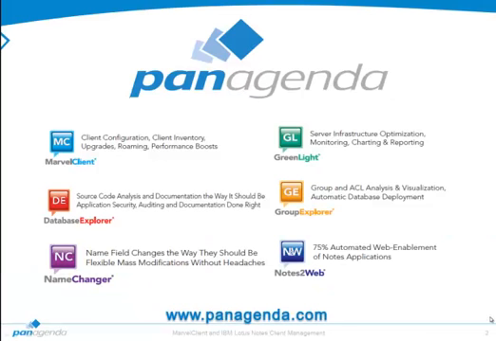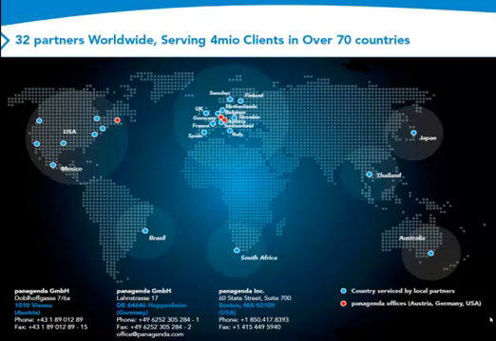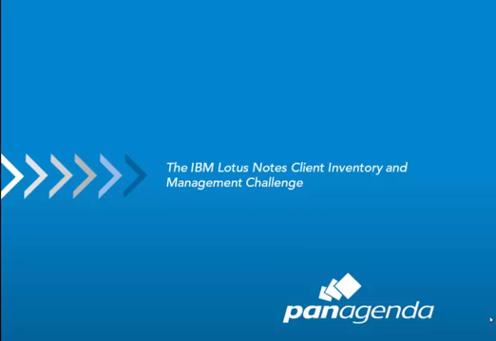What we do is we design solutions around optimizing your IBM Lotus Notes client infrastructure. We help you deal with your applications as well as monitor servers of any kind and optimize. Right now we have about 32 partners worldwide serving 4 million licensed module users in over 70 countries. Our largest customer, by the way, is 140,000 users, so we have a very good track record when it comes to scalability and efficiency.